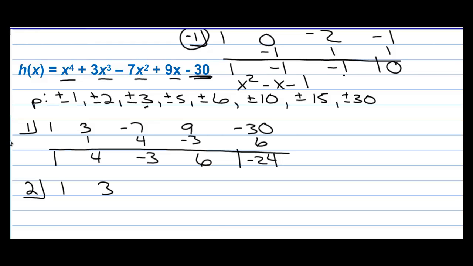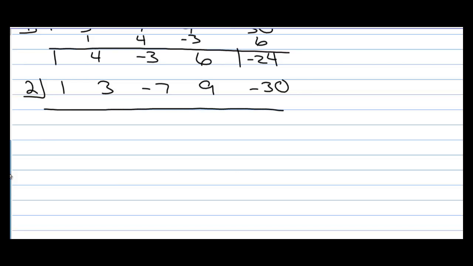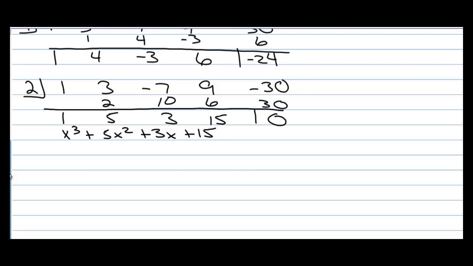We have 1, 3, negative 7, 9, negative 30. Let's bring down the 1. That's 2, 5. That's 10. That's 3. 6. That's 15. And then we have 30. And that is 0. Now notice what we have left: x to the third plus 5x squared plus 3x plus 15. Now what we could do is try more numbers into this polynomial. And the numbers that we would look for are factors of 15.